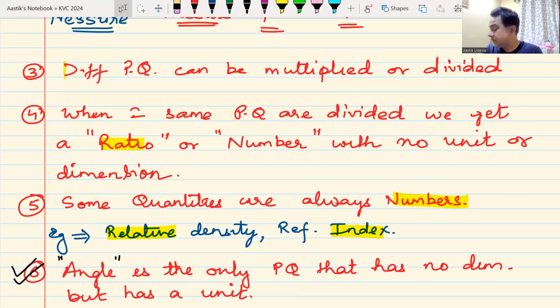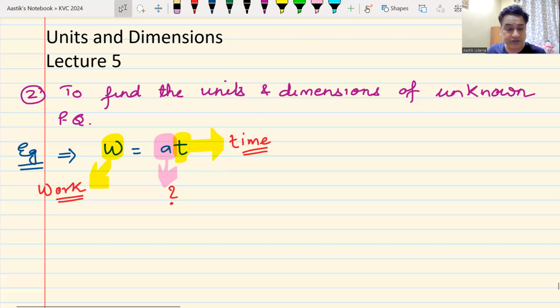So here I come back again to the question that I have given you. I've already told you how it has to be solved. Now it's up to you. I'll give you a minute. Solve this question and tell me the answer. What is the unit and what is the dimension of this physical quantity A? Two minutes.